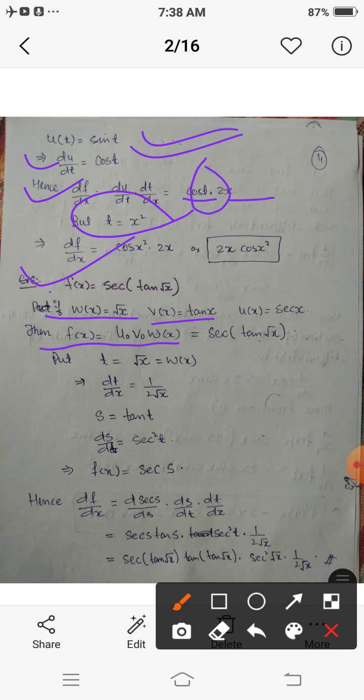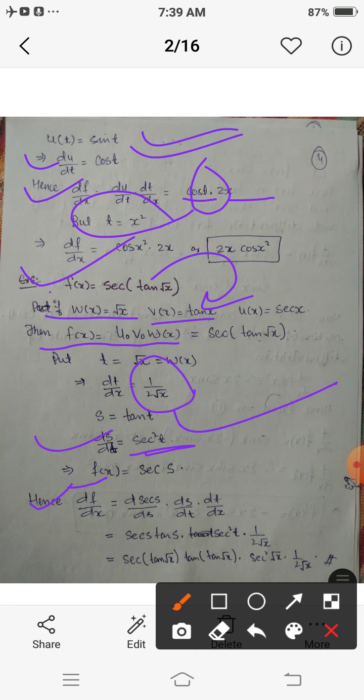Now if we put t equals root x, which is the last one, w of x, then dt by dx is 1 by 2 root x. Now s equals tan of t, which implies that ds by dt is simply sec square t. Hence putting all such values, f of x is sec of s. Now differentiating f with respect to x, df by dx is d sec by ds into ds by dt, but again t is connected with x, which means that we have to multiply by dt by dx.